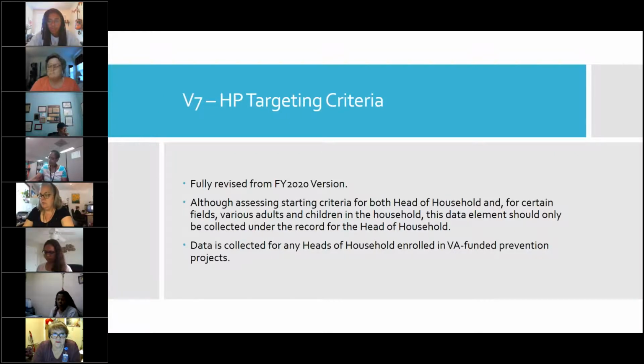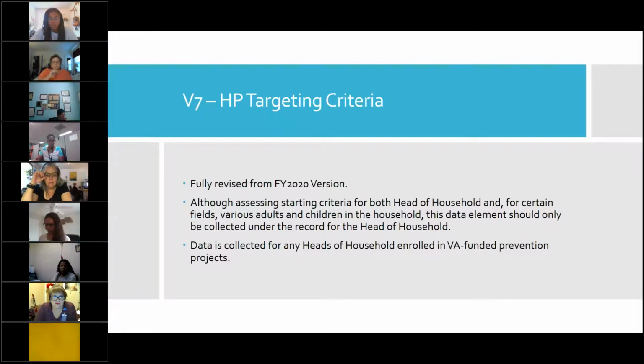For the data element V7, which is homelessness prevention targeting criteria, data element V7 has been fully revised from the fiscal year 2020 data standards version. The element was renamed to remove SSVF from the title, as it may become applicable to other projects in the future. Changes to this data element were made to improve validity and reliability results.